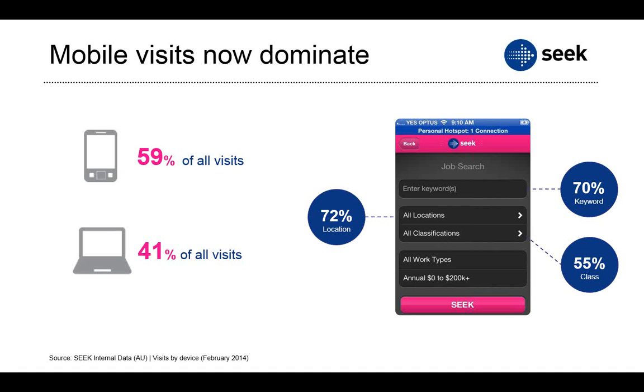The other behaviors, and you'll see these blue bubbles on the screen, they don't all add up, right? Because people use a combination of fields when they search. One thing that does stand out is that location is pretty important. You know, 72% of visits include a location. So people are going to be pretty specific about where they want to work. So make sure that you're always incorporating as narrow a location as you can.